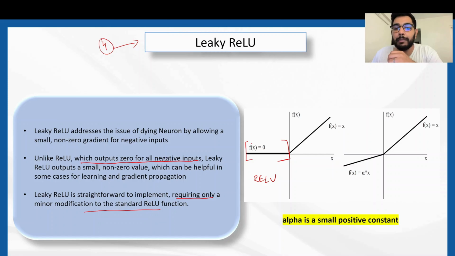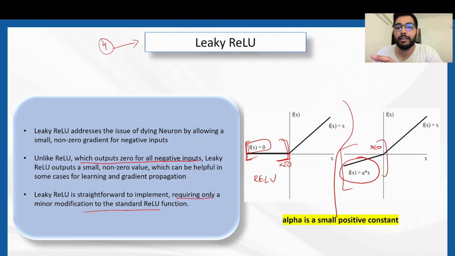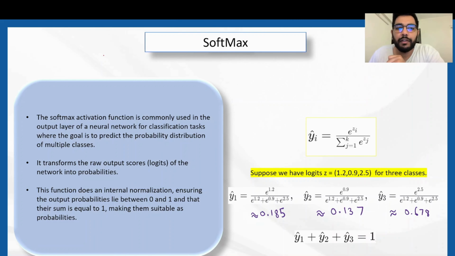To avoid this particular problem, on the left side, that is f of x is 0 for any x which is less than 0, leaky ReLU introduced this slight modification wherein it had a small non-zero value as an output if the value of input is less than 0. This slight modification of having a non-zero value instead of a zero value for any input less than 0 addressed the dying neuron problem. Coming to the last activation function of the video, that is the softmax activation function.